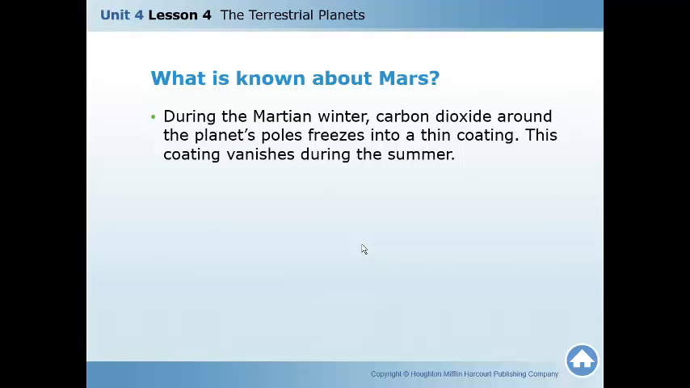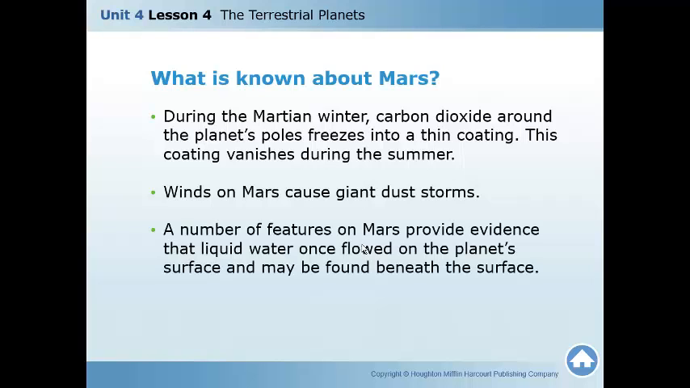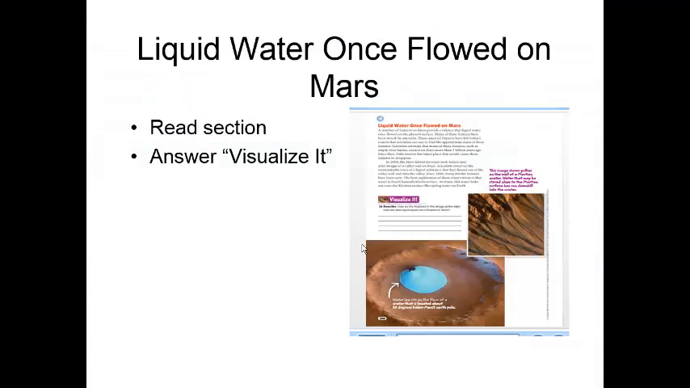During the Martian winter, carbon dioxide around the planet's poles freezes into this thin coating, and this coating vanishes during the summertime. So the carbon dioxide, the gas, freezes into a coating, and then in the summer it turns back into a gas. So I guess you could kind of think of this, remember we talked about sublimation? Could sort of be something like that may be happening there. The winds on Mars cause giant dust storms, and a number of features on Mars provide evidence that liquid water once flowed on the planet's surface and may be found actually beneath the surface. And we have rovers that are actually trying to find out the answer to that question.